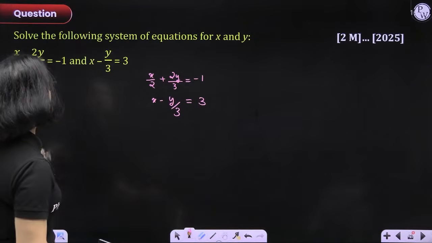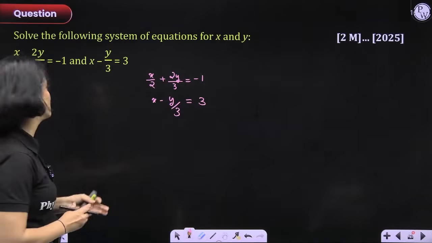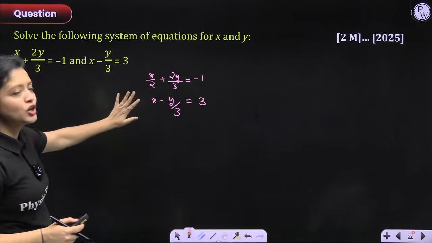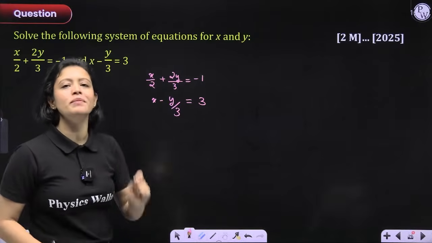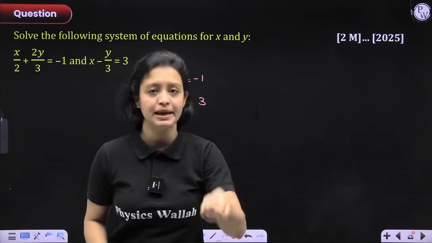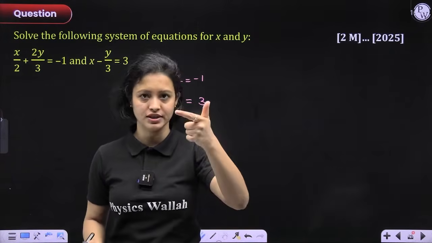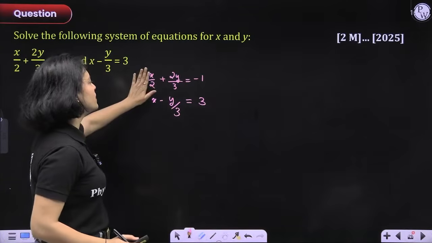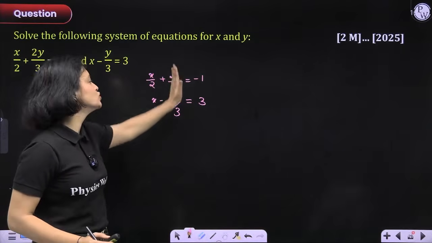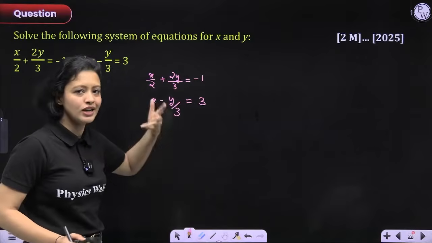Do not make silly mistakes like skipping any negative sign. Okay? Now what you're going to do, everyone, is make the coefficient of any one of the variables the same in both the equations. You can choose to make the coefficient of x the same, or the coefficient of y the same. Totally your choice.